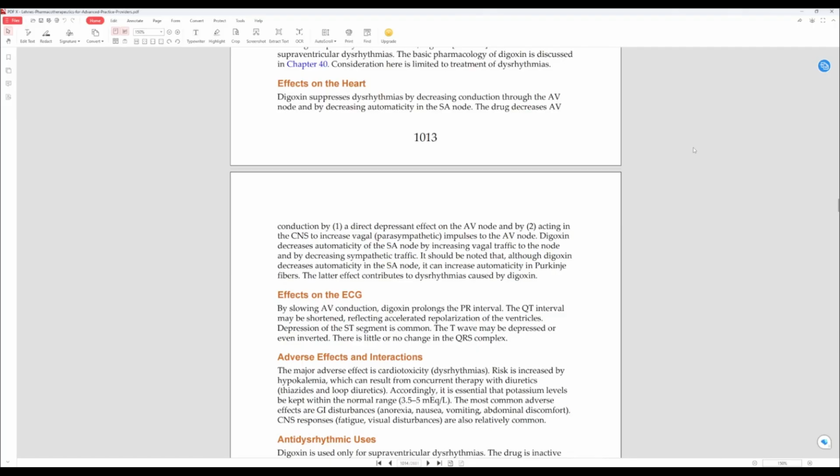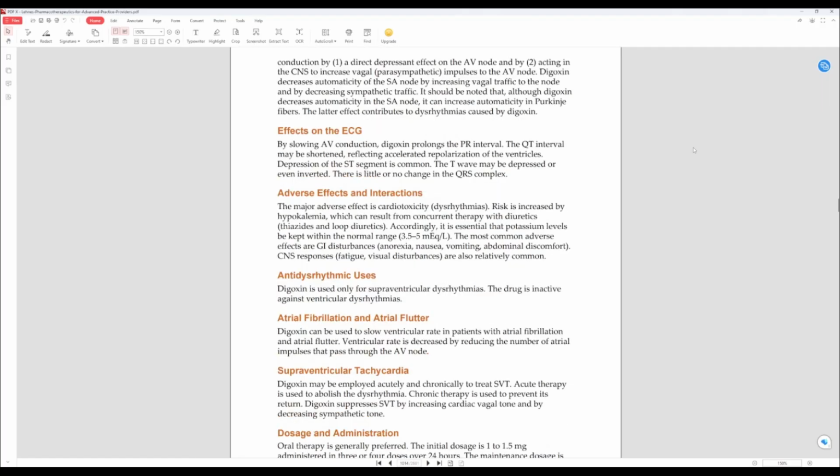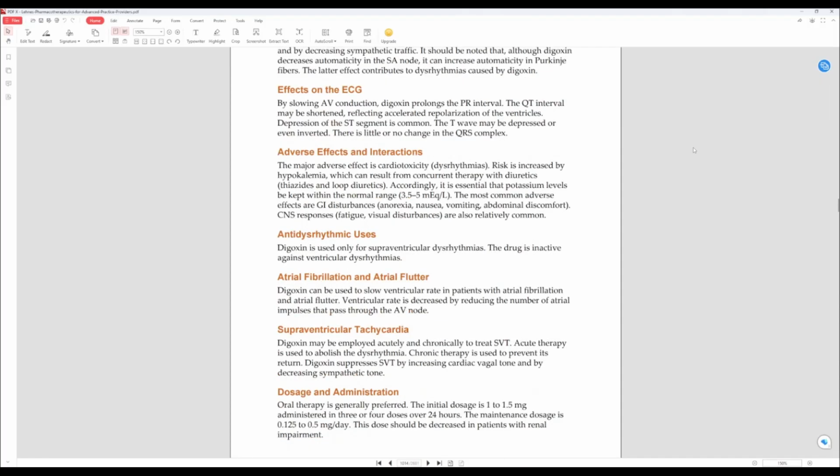Digoxin suppresses dysrhythmias by decreasing conduction through the AV node and by decreasing automaticity in the SA node. The drug decreases AV conduction by a direct depressant effect on the AV node and by acting on the CNS to increase vagal impulses to the AV node. Digoxin decreases automaticity of the SA node by increasing vagal traffic to the node and by decreasing sympathetic traffic. It should be noted that although digoxin decreases automaticity in the SA node, it can increase the automaticity in the Purkinje fibers. The latter effect contributes to the dysrhythmias caused by digoxin.